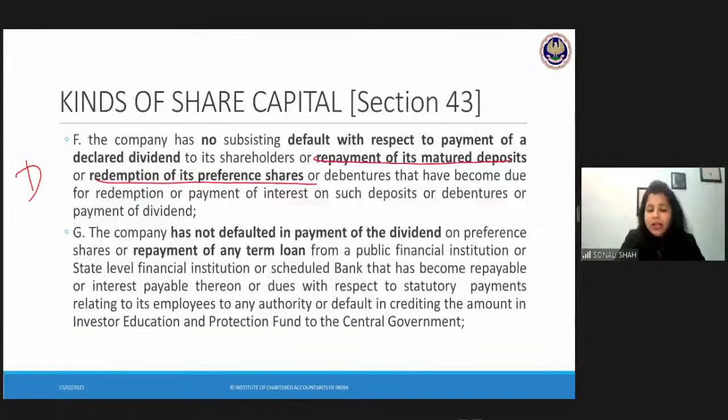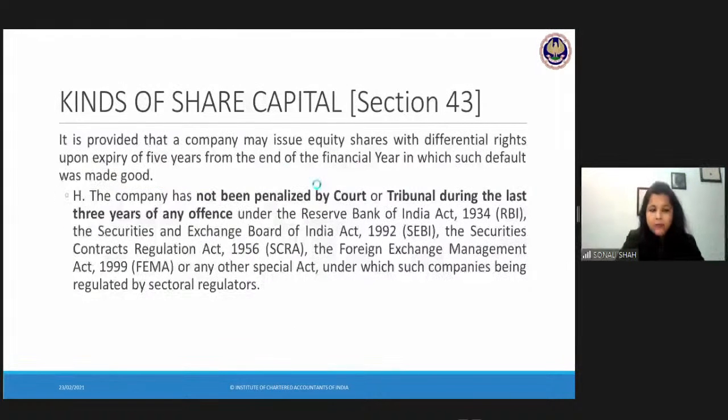The next requirement is the company should not have defaulted in payment of dividend on preference shares or repayment of any term loan from a public financial institution. So it should not have defaulted in repayment of loans taken from a public financial institution or scheduled bank, or any dues with respect to statutory payments relating to the employees, or default in crediting the amount in IEPF. So these kinds of defaults should also not be there.